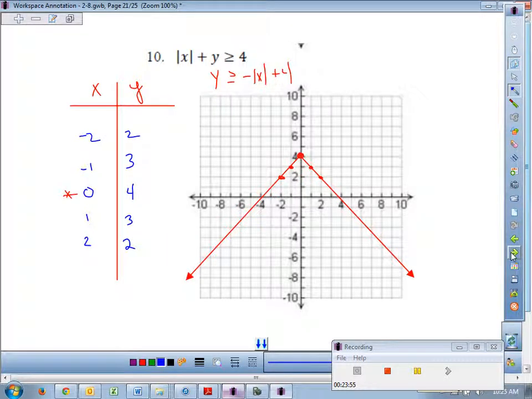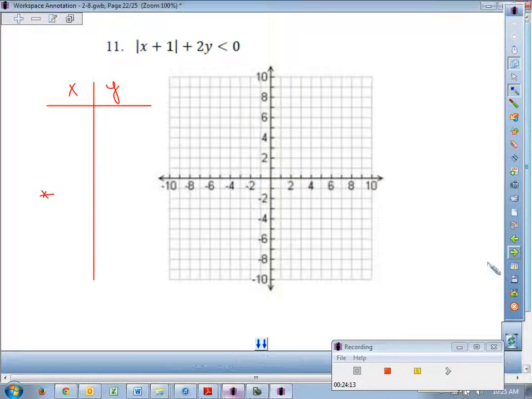Shade above it or below it. The only way the above-below shading trick works is if you get y all by itself. Otherwise, you have to use test points. But we want to graph. We like y all by itself, so above, above, above, above, above, above. Cool?